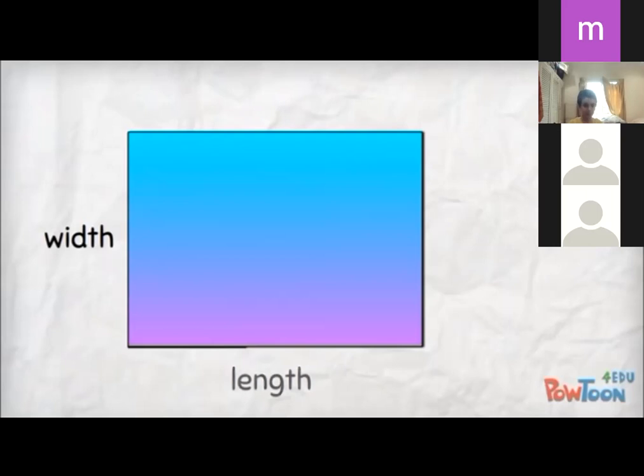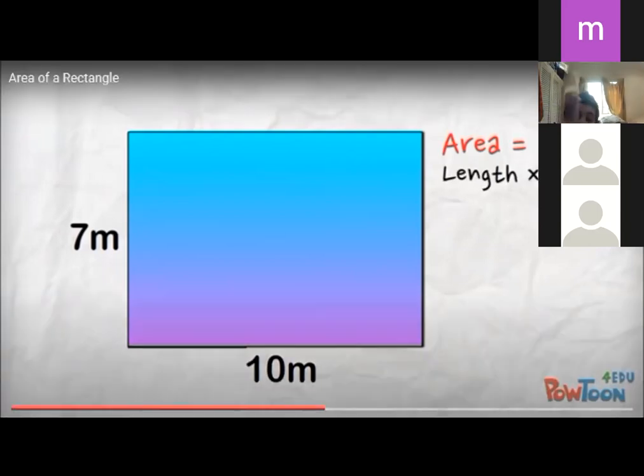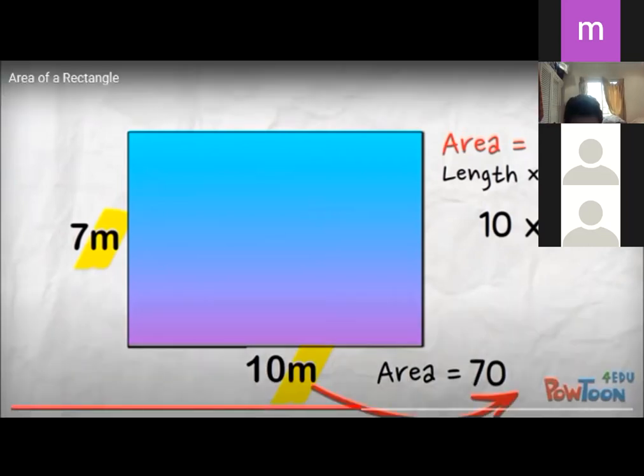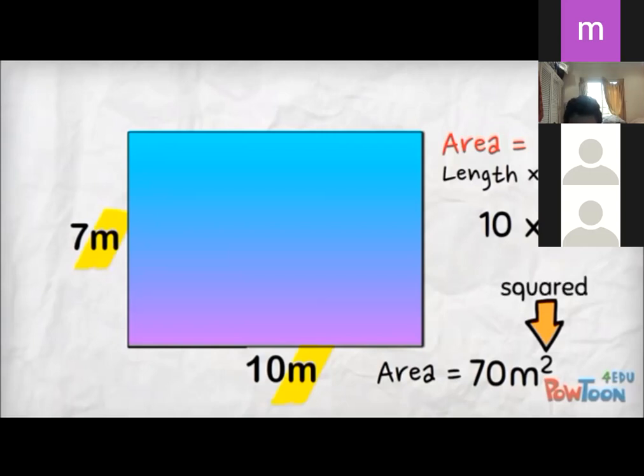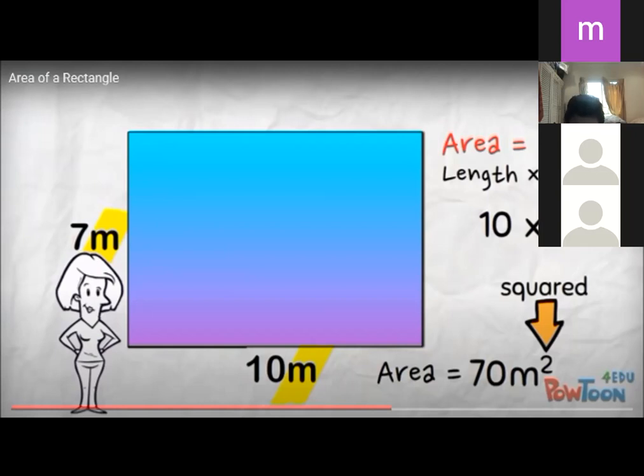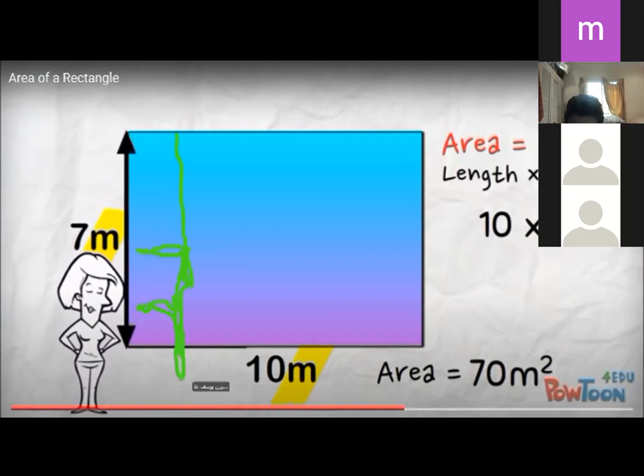On our rectangle, length is 10 meters and the width is 7 meters. Area is length times width, so 10 times 7 is 70. 70 what? The diagram shows us the measurements are in meters, so we have to put that in our answer. Area is 70, m for meters, squared. The little 2 superscripted up here stands for squared. It makes sense because we measured in 2 dimensions, length and width.